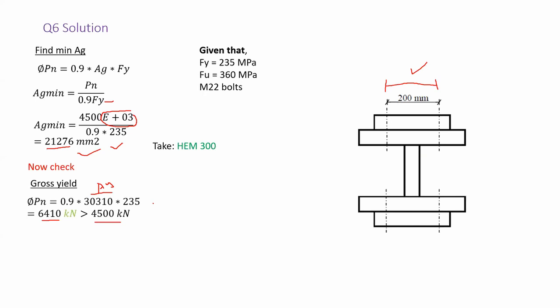Is it clear now? Yes. Now this is actually the section that satisfies our needs. Other sections would fail or might be too heavy. If you check the solution that is given to you in Autoclass, some sections would be okay. The only section that satisfies safety and economy is HEM 300. So that goes through a lot of process. Is it clear why I chose this big value of AG minimum, or A gross? Yes, Hocam, thank you.